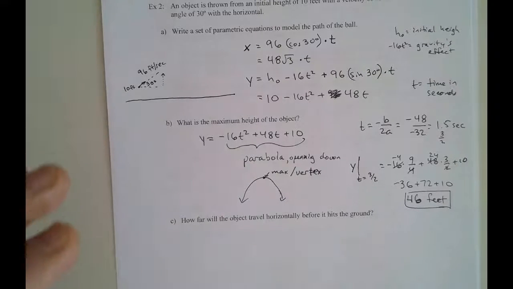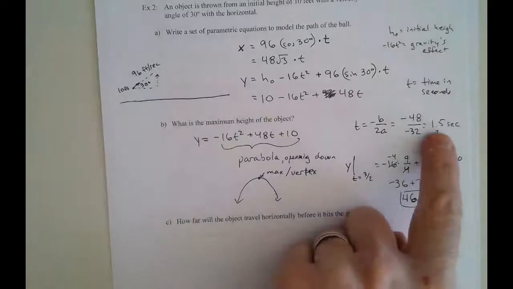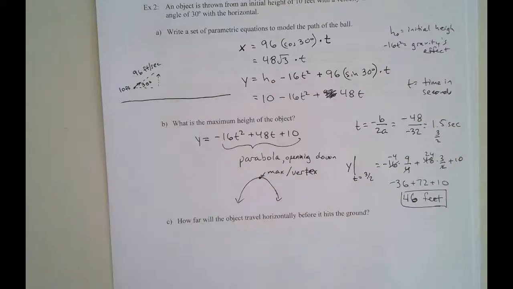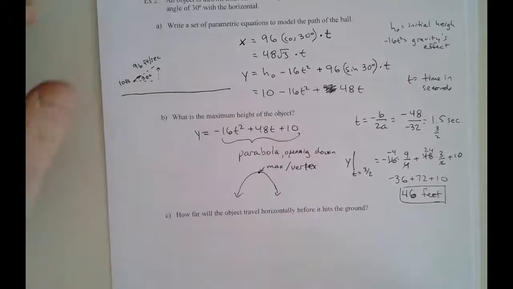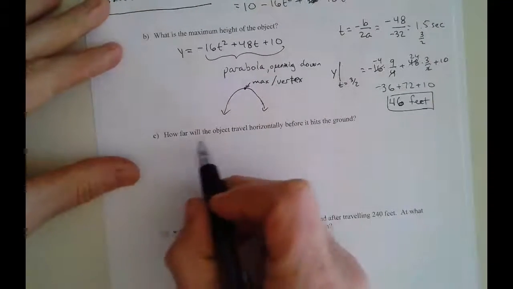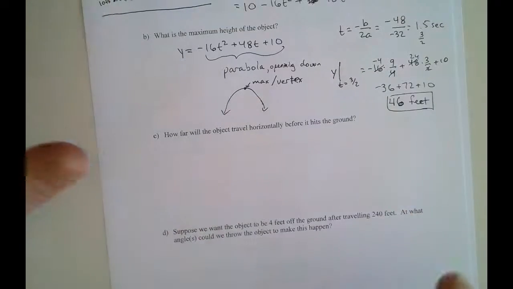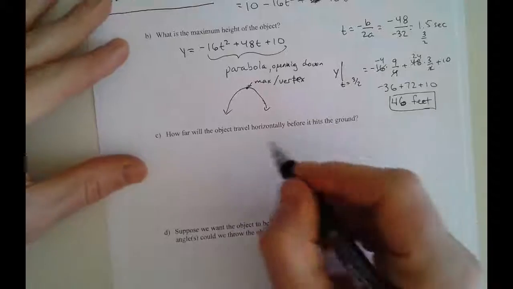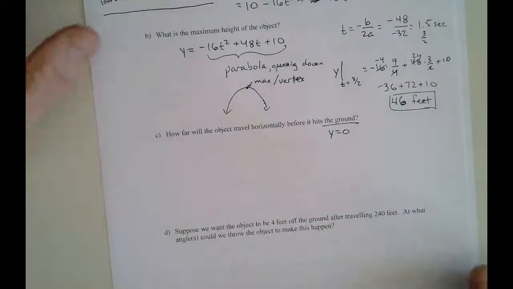How far will it travel horizontally before it hits the ground? Now, in some of these, sometimes people say, "Oh, I'm just going to use the symmetry, and I'm just going to say it's going to take twice as long to hit the ground." And that works in some cases, but it doesn't work if your initial height isn't 0. So I really would highly suggest not doing that. But remember, how far will the object travel before it hits the ground? We want it to hit the ground. That means y equals 0. That's the important thing to know.